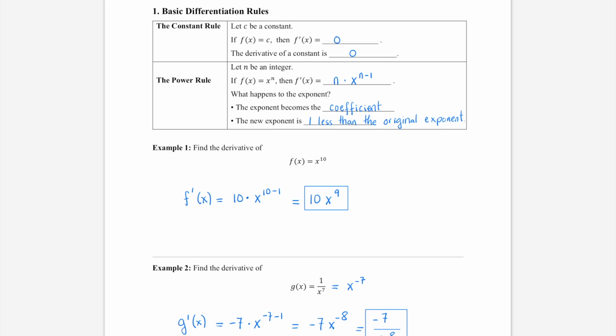So far, we introduced two very important differentiation rules. The constant rule, which says the derivative of a constant is 0. The power rule, which says if f of x equals x to the n, then f prime of x equals n times x to the n minus 1. These rules allow us to find derivatives quickly and efficiently without using the limit definition every time.